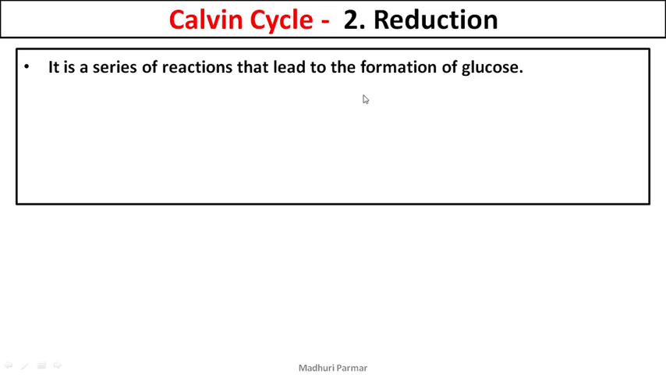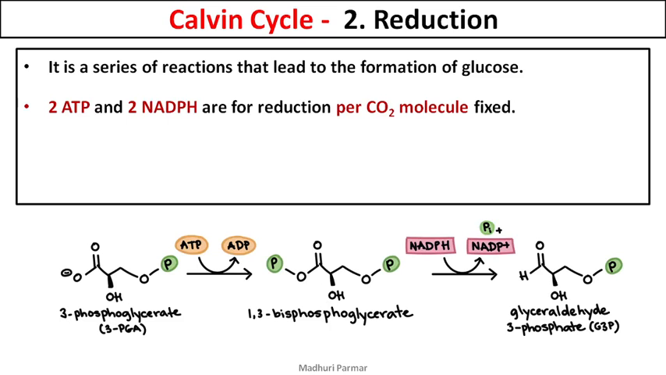The second phase is reduction. Reduction is a series of reactions that lead to formation of glucose. Now carbon dioxide has been added, you have 3-phosphoglyceric acid. The second part is making glucose. How will you make glucose? So just pay attention here on the diagram. You have 3-phosphoglyceric acid or 3-phosphoglycerate.